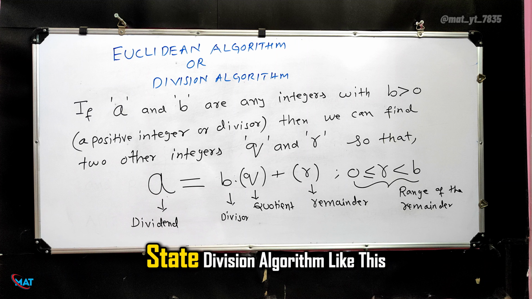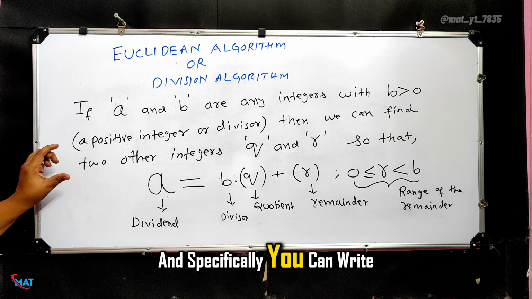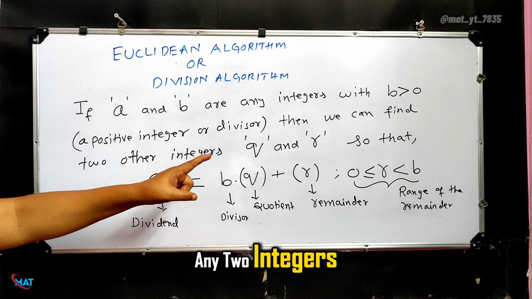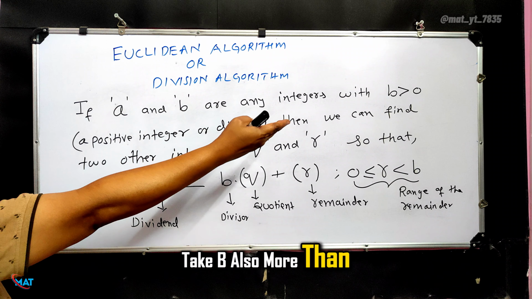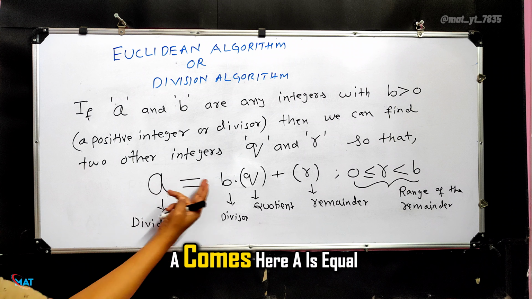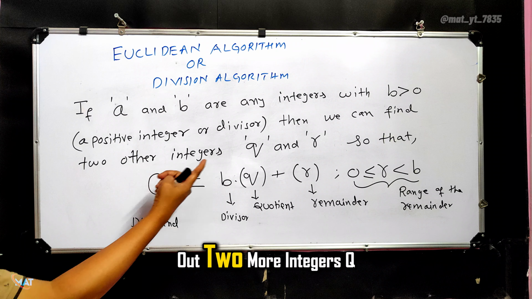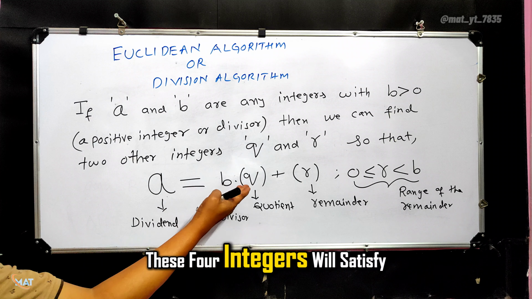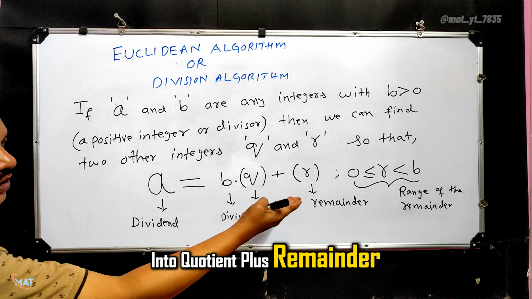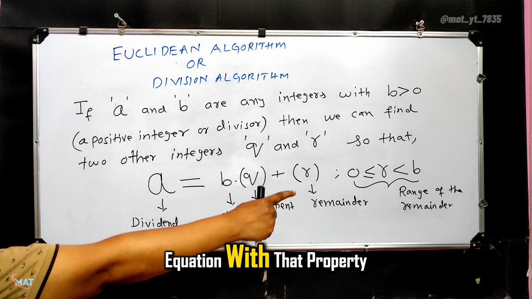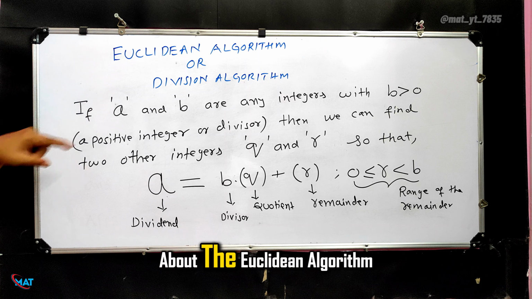If they ask you to state the division algorithm, you can write it like this. If A and B are any two integers, out of these you choose B more than 0. In that case, A is equal to BQ plus R. When these two are given with that condition, we can find two more integers Q and R. These four integers satisfy this equation: dividend is equal to divisor into quotient plus remainder. To understand this equation with that property, I can quote a simple example so that it is clear to you about the Euclidean algorithm.